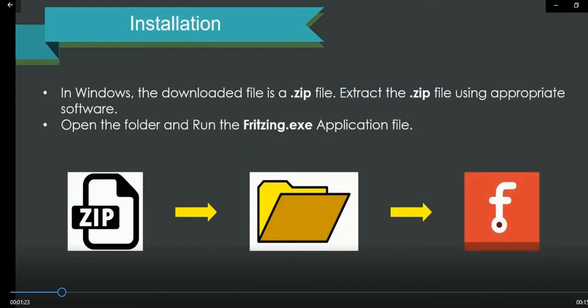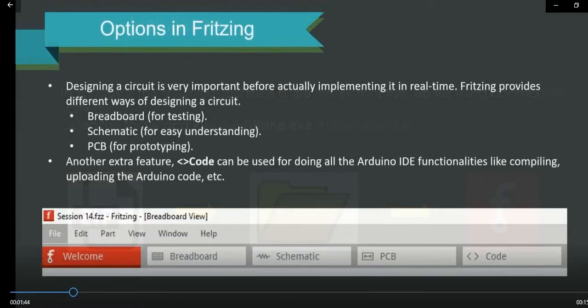Once it is downloaded, you can observe that it is downloaded as a zip file. A zip file cannot be used right away, so you need to unzip it, which means you got to extract it. Extract the zip. Once it is done, you can find that the fritzing.exe file will be available there. Just double click it and we can run it.